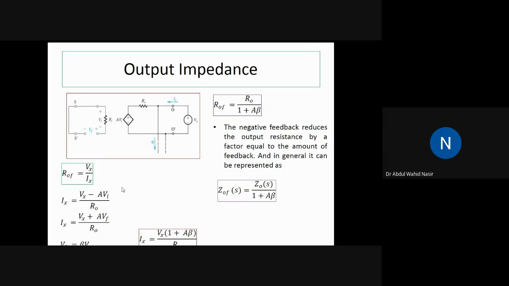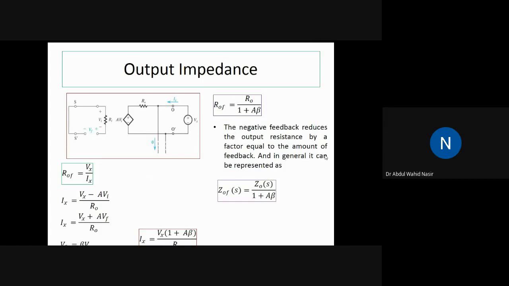Substitute the value of Ix in this equation. Ultimately, you'll get ROF as R naught divided by 1 plus A beta. So you can see that the output resistance is getting decreased by a factor of 1 plus A beta. So we can comment that the negative feedback reduces the output resistance by a factor equal to the amount of feedback, 1 plus A beta.